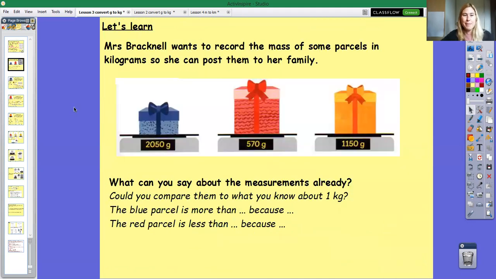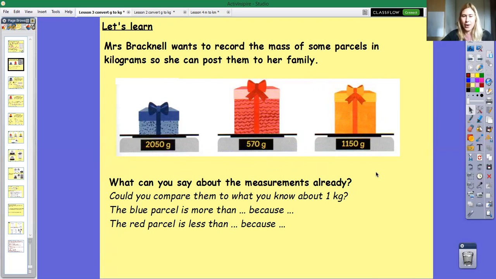Okay, let's learn. So Mrs. Bracknell has got 3 presents here, and she wants to record the mass of the parcels in kilograms so she can post them to her family. I don't know if you guys have sent parcels during this lockdown to people, maybe at Christmas, but post offices like you to put on the weight of a package, which we could also say is the mass of a package. Okay, what can you say about the measurements already?